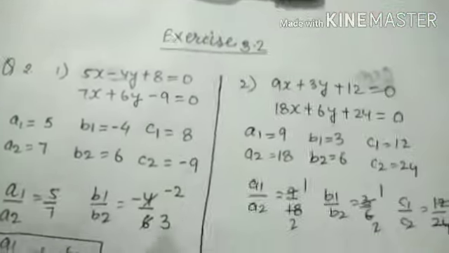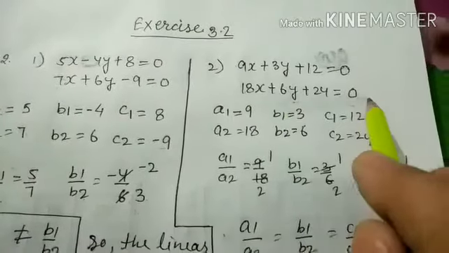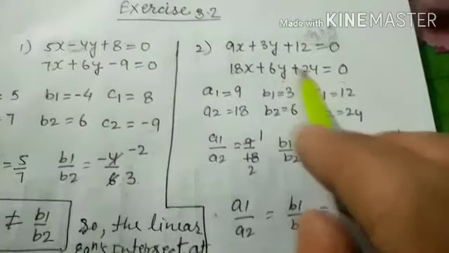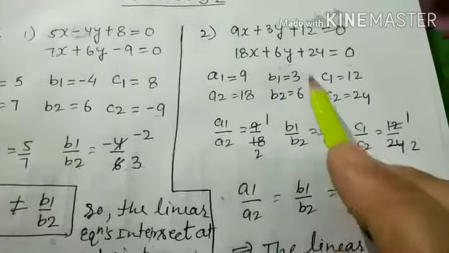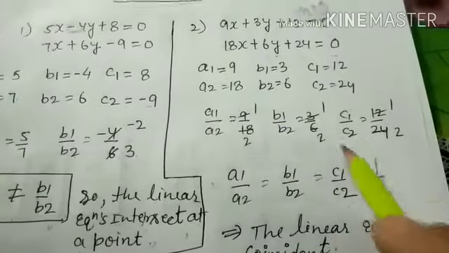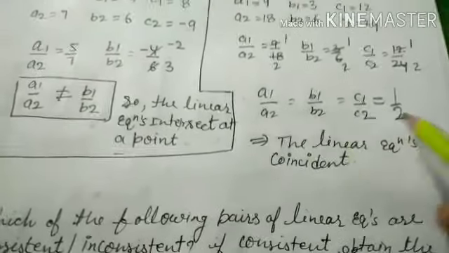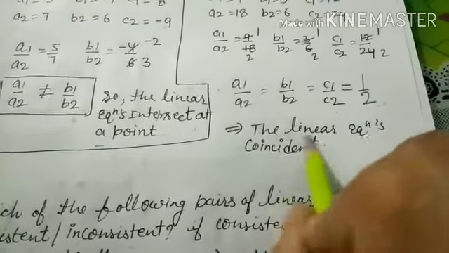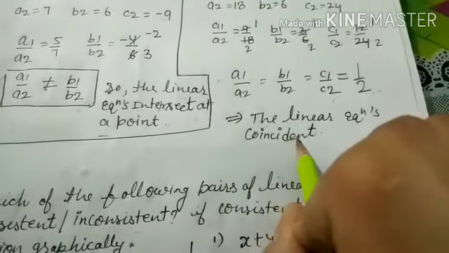Now here we have the second question: 9x plus 3y plus 12 is equal to 0, and 18x plus 6y plus 24 is equal to 0. We can see that 9, 18, 3, 6, 12, 24: 9 times 2 is 18, 3 times 2 is 6, 12 times 2 is 24. Then the ratio of a1/a2, b1/b2 and c1/c2 is equal to 1 upon 2. So all the ratios are equal to one another, so the linear equations will be coincident, meaning that they have lots of solutions.